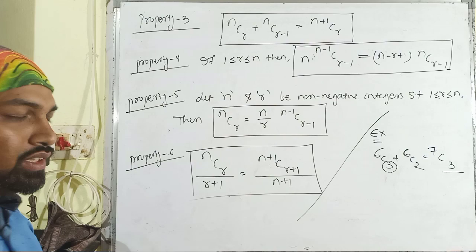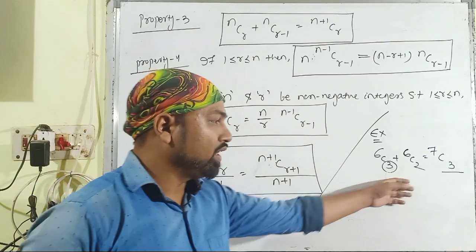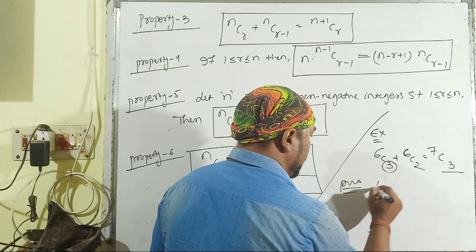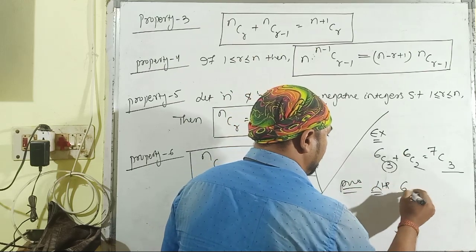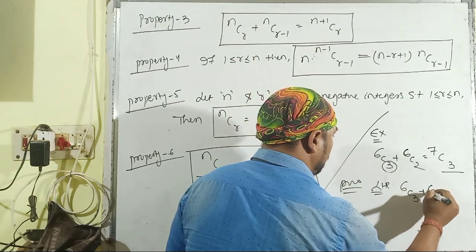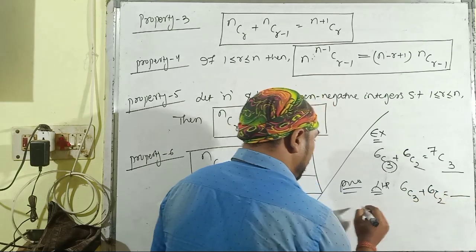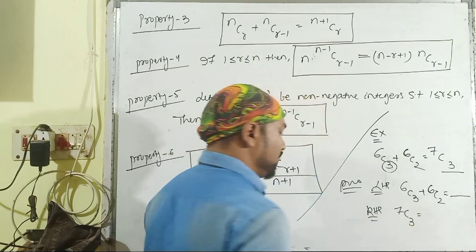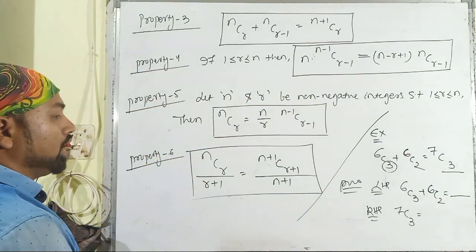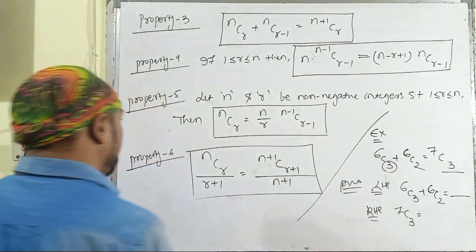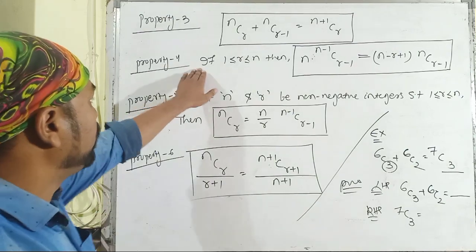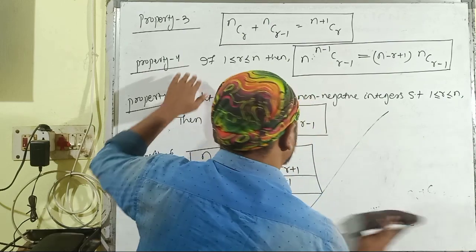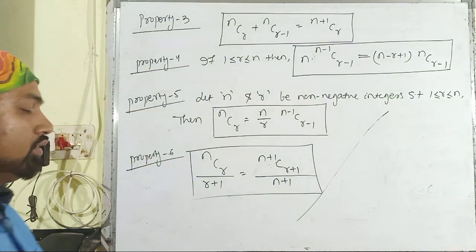So the result will be 7C3, and you can also verify it by taking the left hand side. Proof: in the left hand side you can take 6C3 plus 6C2, then find out the value, and in the RHS part you have to find out the value of 7C3, and you can see that these values are equal with each other. Similarly, you have to prove property number 4 here, and then property 5 and property 6.